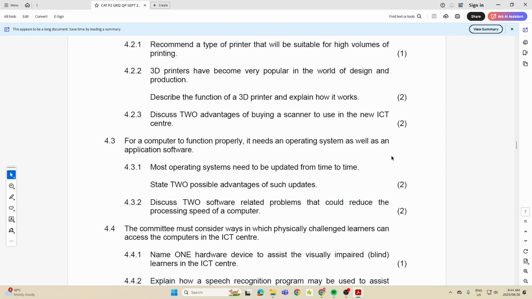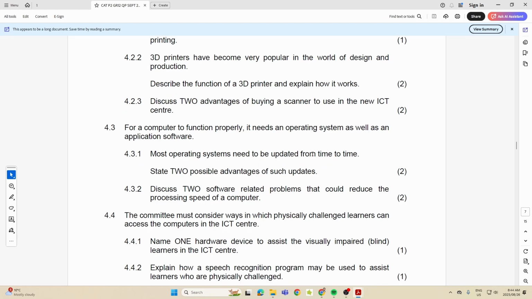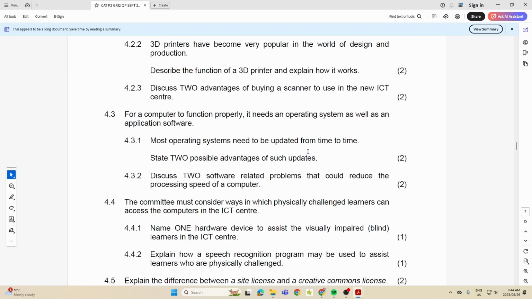Then, 2 advantages of buying a scanner to use in the new center. I mean, your scanners, folks. I'm not going to go through everything there. We know old documents can be scanned. Large documents can now be turned into digital files. For a computer to function properly, it needs an operating system as well as application software. Most operating systems need to be updated from time to time. State 2 advantages of such updates.